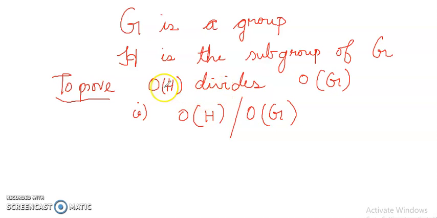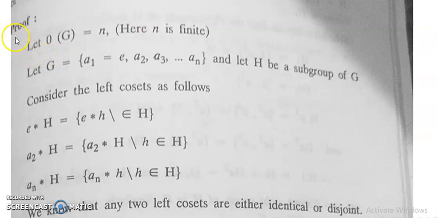So the order of H, we defined it in the previous video. Finding the order of H and the order of G, if you divide the order of G by the order of H, then we say it divides when the remainder is 0. Okay, so here is the proof. Let the order of G be equal to n. Here n is finite. We assume the order of G as n.